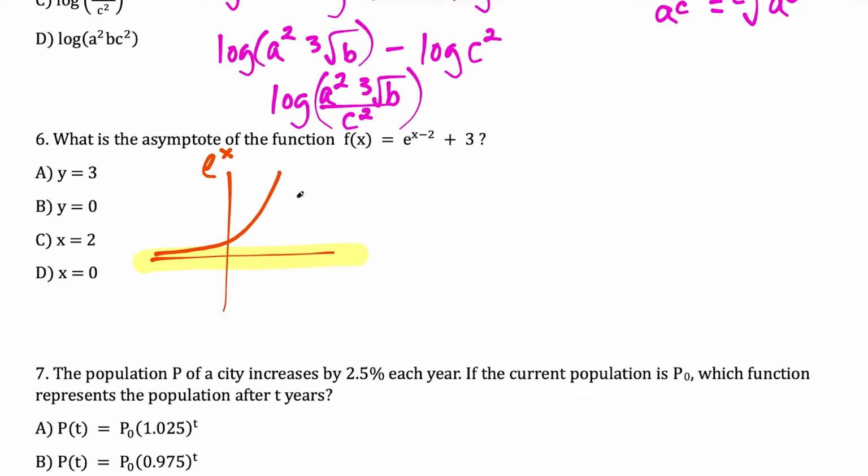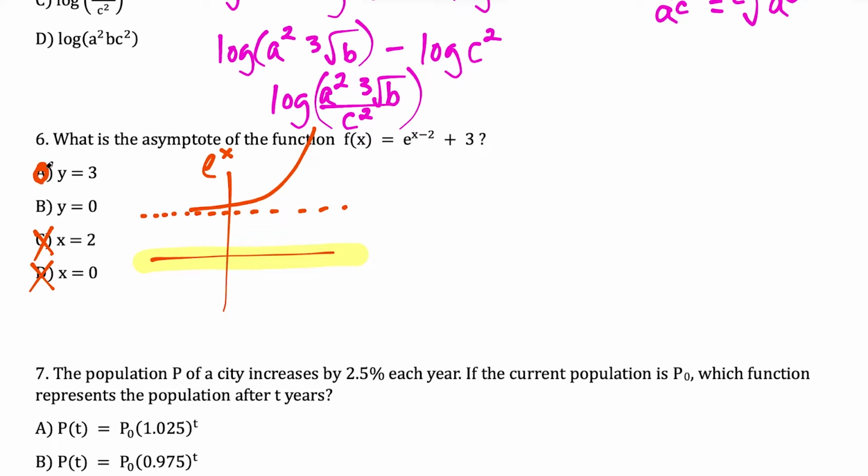This function here is a translation of e to the x. That means the asymptote is going to be in the form of y equals, so right away I'm going to chop out these two answer choices. Now notice that we have x minus 2, which is going to take this graph and shift it to the right 2 units. So it's going to go 1, 2 to the right, and then it's going to go up 3 units: 1, 2, 3. If we think about where the previous asymptote was, it was at y equals 0. So when we shift the graph up 3 units, the asymptote is going to move to y equals 3.